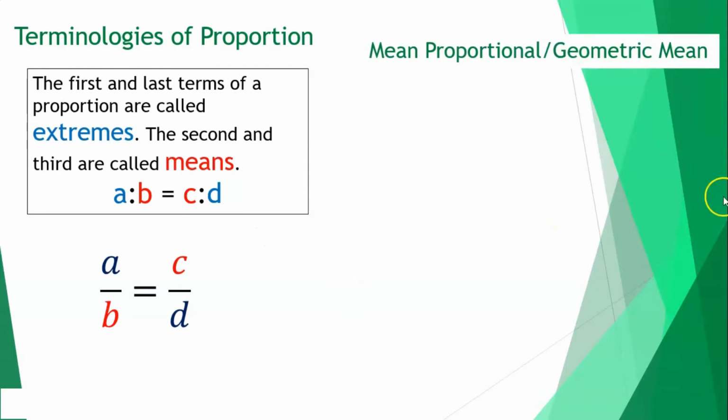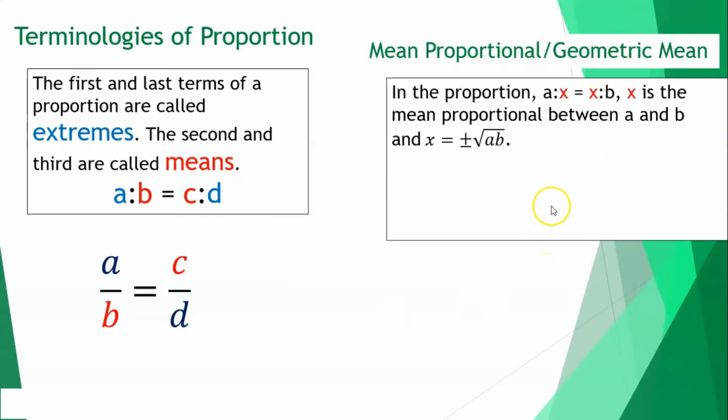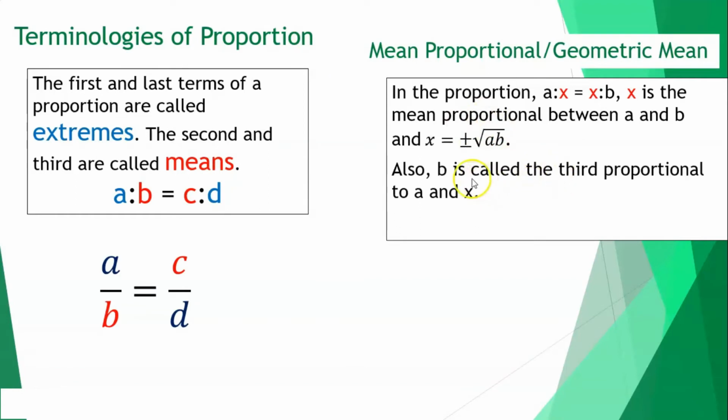Now, another term is mean proportional, or geometric mean. In the proportion A is to X is equal to X is to B, X is the mean proportional between A and B. And to get the geometric mean, it's basically the square root of the product of the two numbers. So, again, B is called the third proportional to A and X.